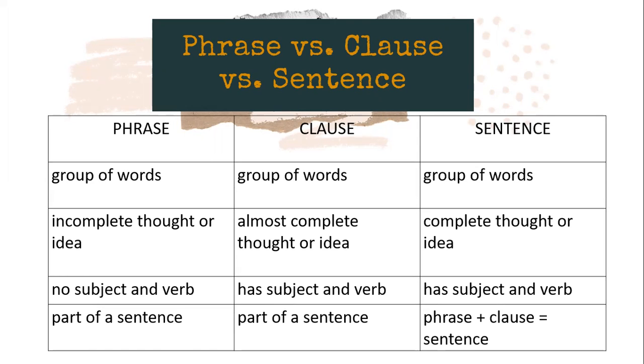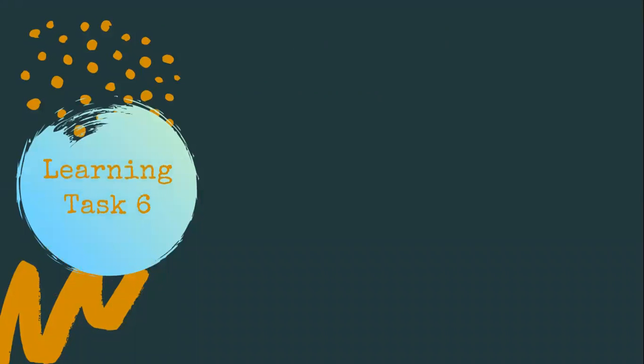The last one is the sentence. It is also a group of words. It expresses a complete thought or idea. And because of this, it has a subject and a verb. And be reminded that a phrase and a clause are parts of what we call a sentence. So I think you really understand what our topic is for today.